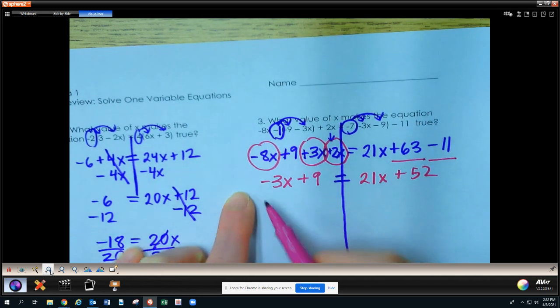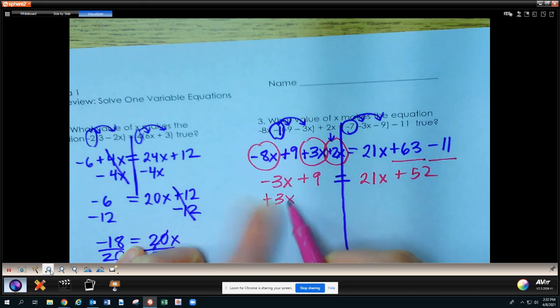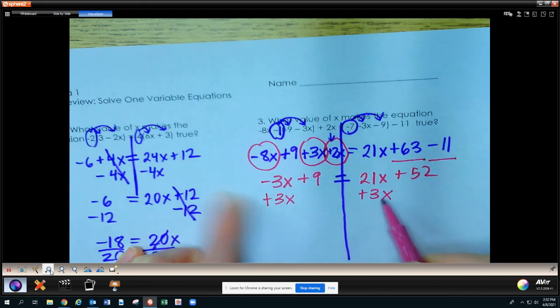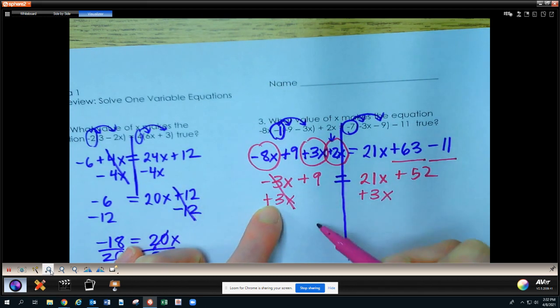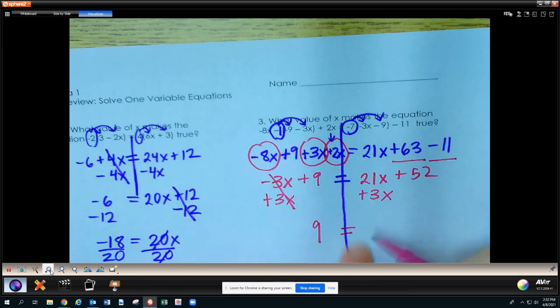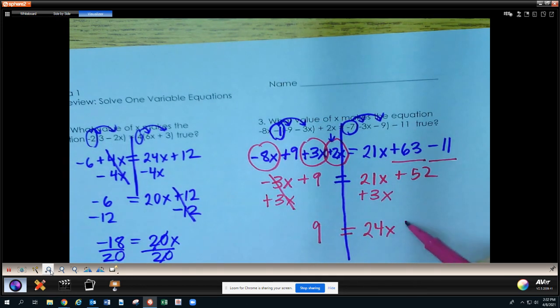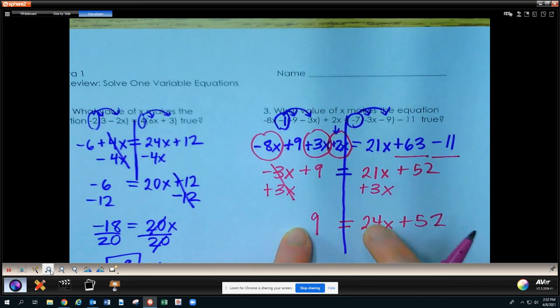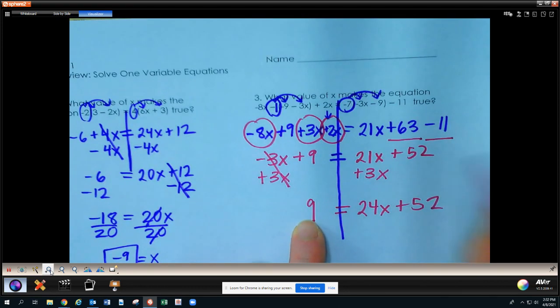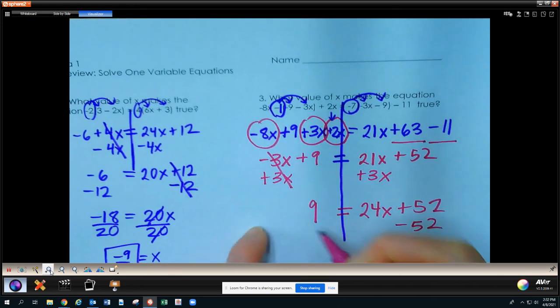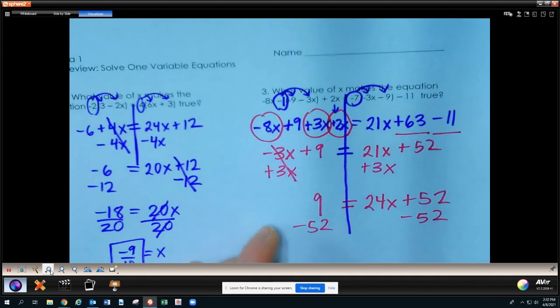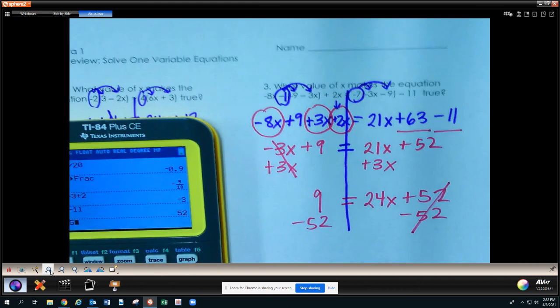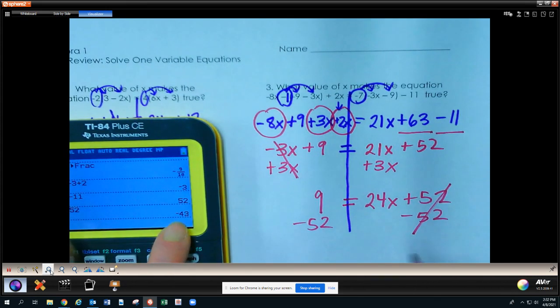And so I am going to add 3x to both sides. Gets rid of all of these, leaving me with a 9 on the left. On the right, I have 24x plus 52. Okay, next I need to move this 52 to the other side. I want x's on one side, numbers on the other. So even though it becomes negative, we need to have it on the other side. So 9 minus 52, negative 43.